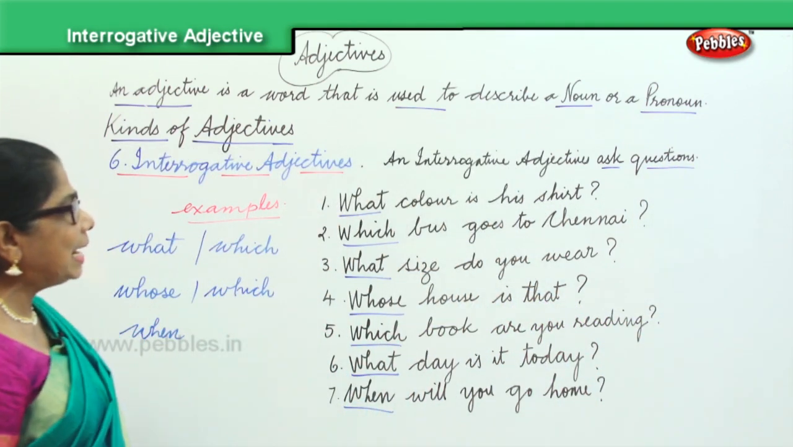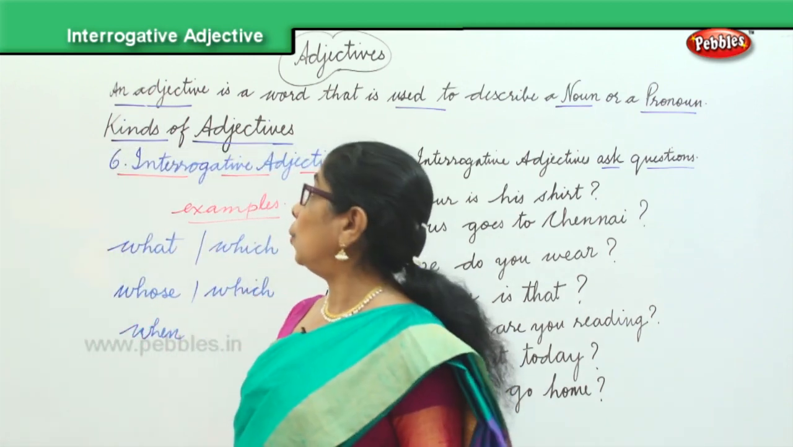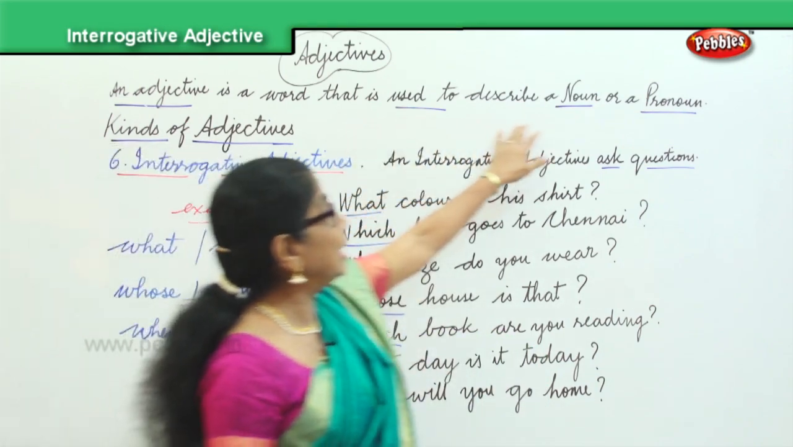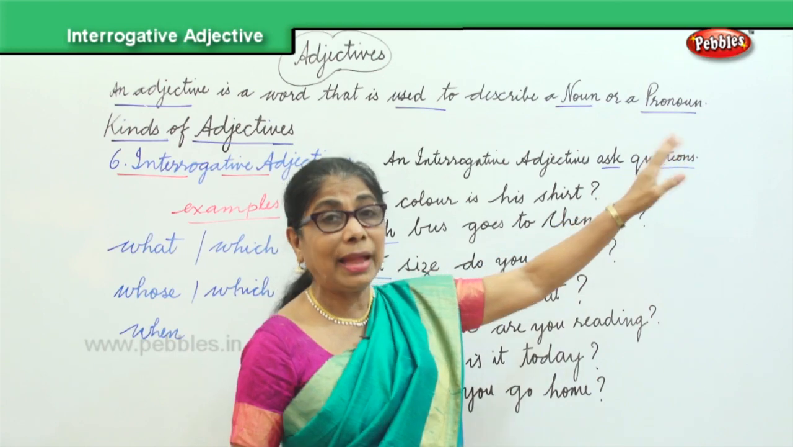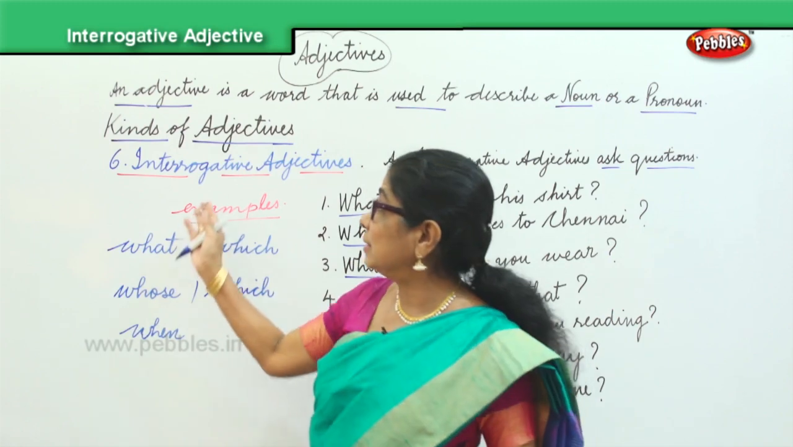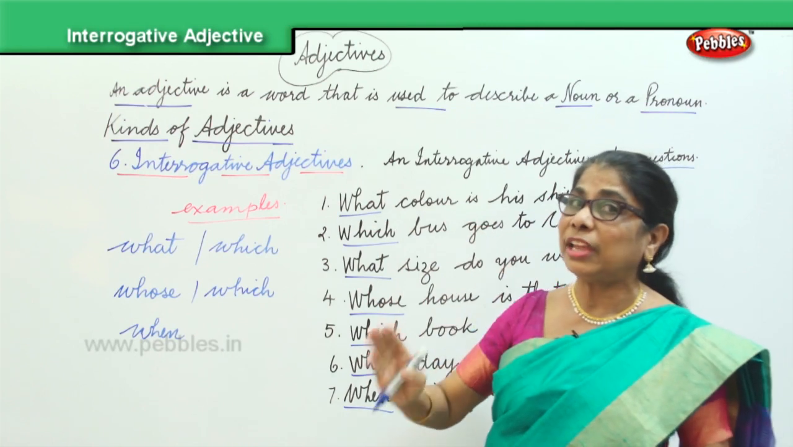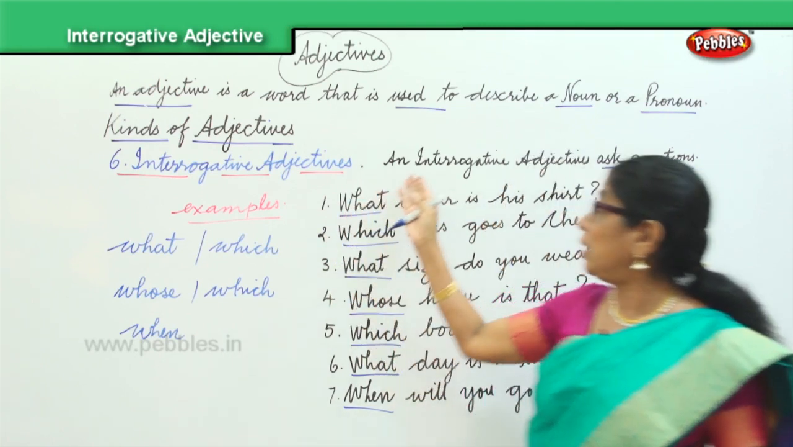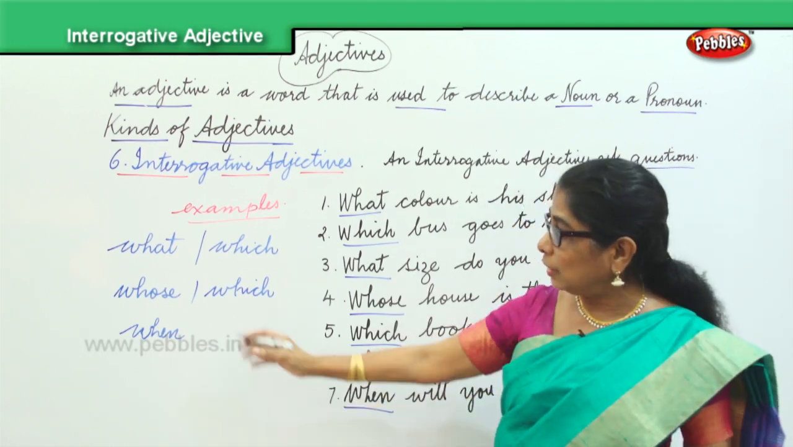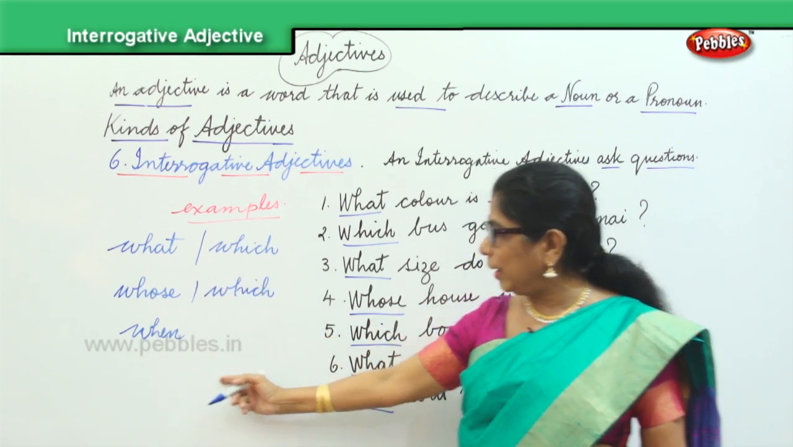So, identifying interrogative adjectives is very easy. Now, what is an adjective? An adjective is a word that describes a noun or a pronoun. And we said that we have six different kinds of adjectives, and this is the sixth and the last kind, that is interrogative adjectives, and it's very easy to identify because an interrogative adjective asks questions. And the words that ask questions are what, which, whose, when.